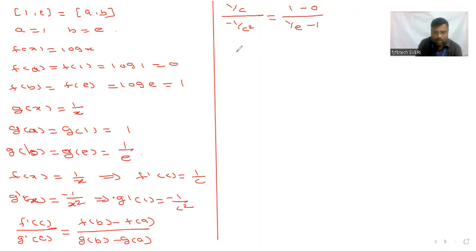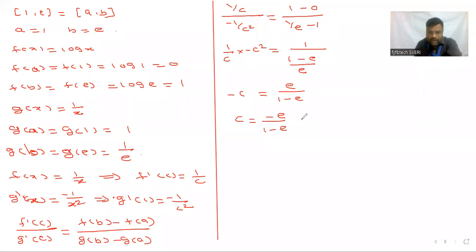Just simplify. 1 upon c into minus c square is equal to 1 divided by (1 minus e) divided by e. c gets cancelled and minus c remains. So e divided by 1 minus e, and multiplying by the minus, c is equal to minus e divided by 1 minus e, or taking minus common, e divided by e minus 1. But e is equal to 2.72, so put it in: 2.72 divided by 2.72 minus 1, which is 2.72 divided by 1.72.